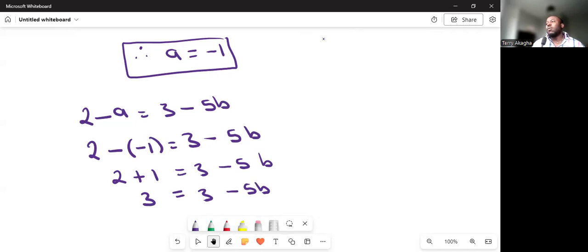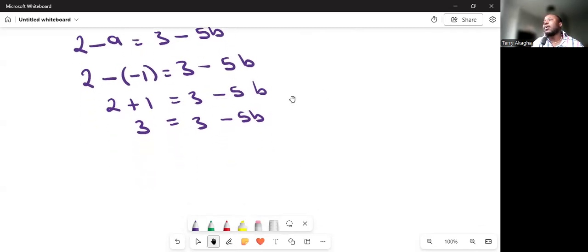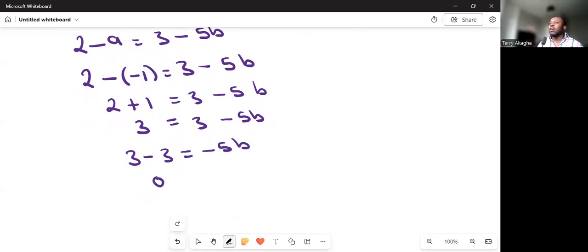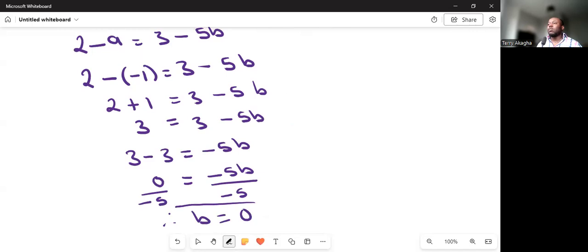All right, so what I'm going to do then is take 3 to the other side. So it's going to be 3 minus 3 is equal to minus 5b. 3 minus 3 will give you 0. It's equal to minus 5b. I'm looking for b, so I divide both sides by minus 5. So therefore, b is going to be 0 divided by minus 5, which gives you 0.